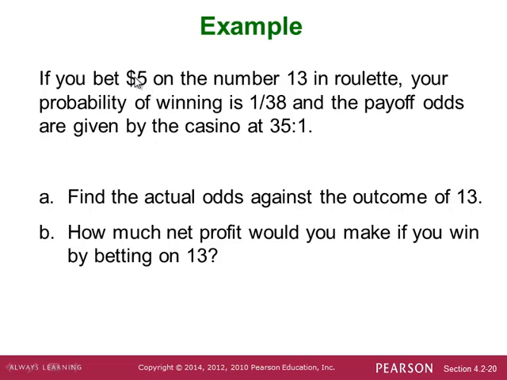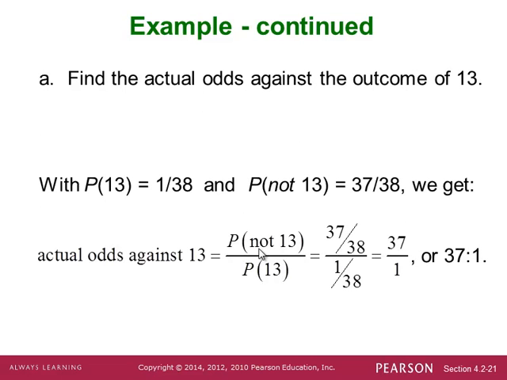So we have some questions to answer, seeing this dollar amount bet, knowing the probability of winning, and knowing what the payoff odds are. So here's some questions. Find the actual odds against the outcome of 13, and also, for part B, how much net profit would you make if you win by betting on 13? So let's tackle that first part of the question. Find the actual odds against the outcome of 13.